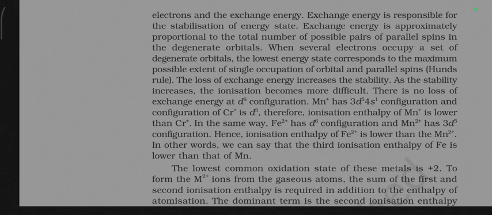Hund's rule. The loss of exchange energy decreases the stability. As the stability increases, the ionization becomes more difficult. There is no loss of exchange energy at d6 configuration. Mn+ has 3d5 4s1 configuration, and the configuration of Cr+ is d5. Therefore, the ionization enthalpy of Mn+ is lower than Cr+.